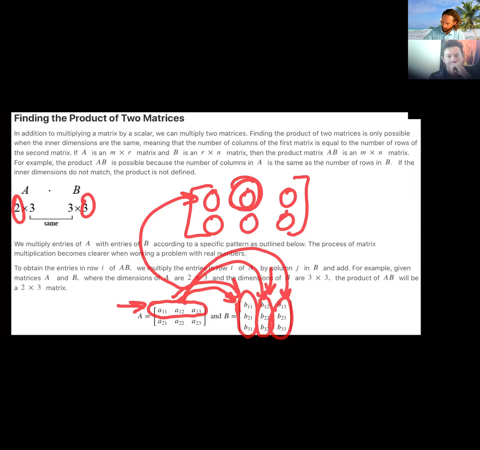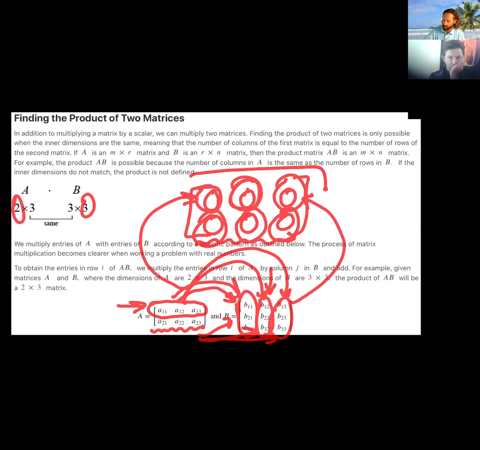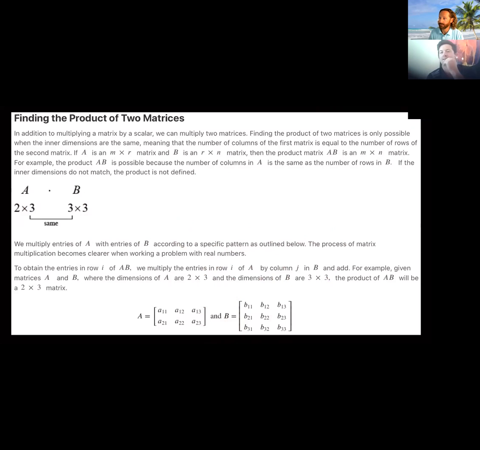What would I do to get the second row? I'd use my second row. And I'd do that to each column to get each element. And that, my friends, is how we multiply matrices. Got it? Of course not. Got to get your hands dirty.